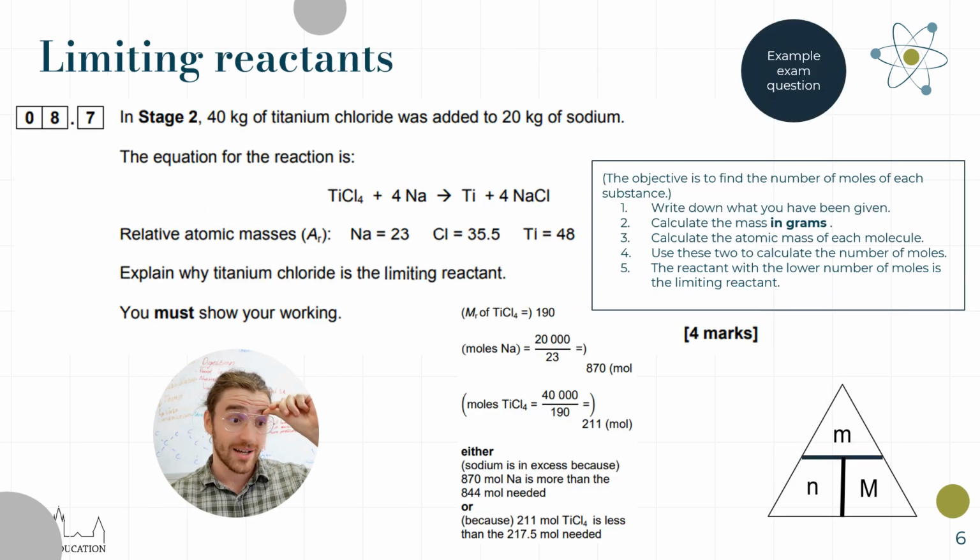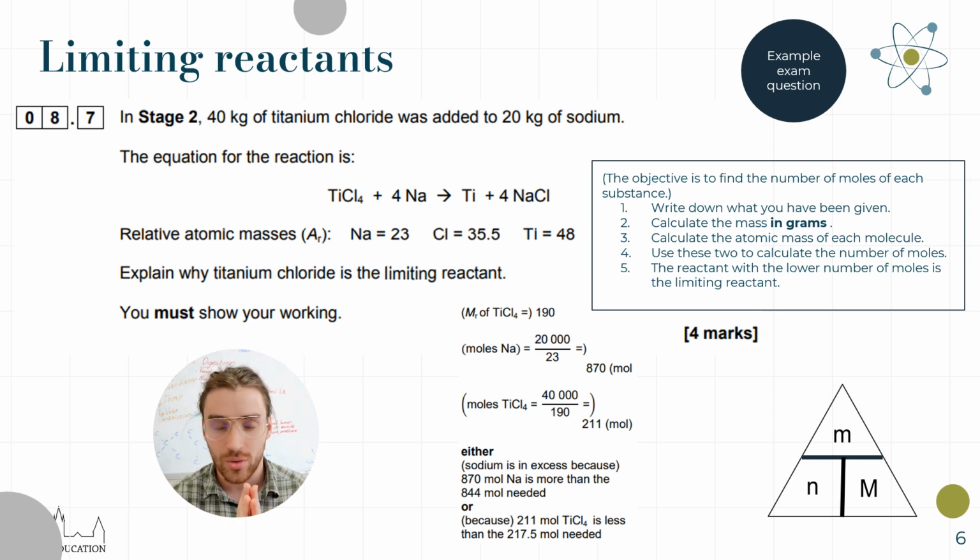Okay, so now when it comes to calculating limiting reactants, we're going to be using again the number of moles to figure out which one is the limiting reactant. Now, the limiting reactant is going to be something that will be used up first. That means that the other reactant is going to be in excess, while the one that finishes first is going to be the limiting reactant.